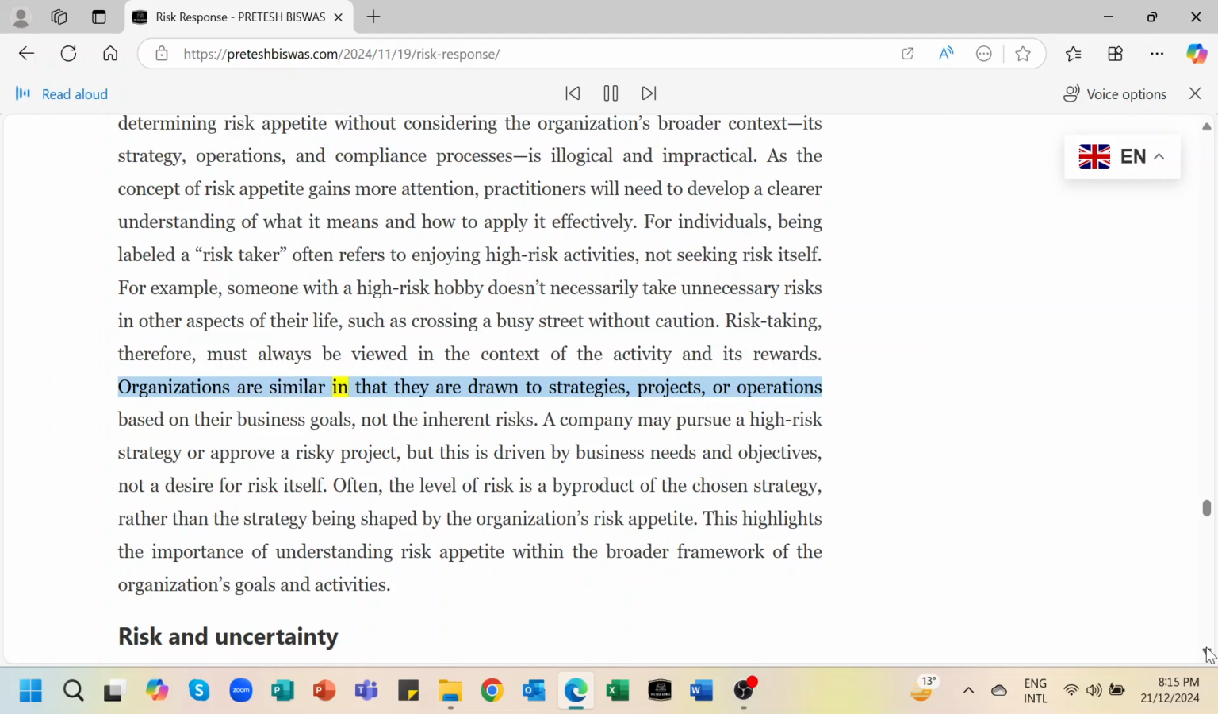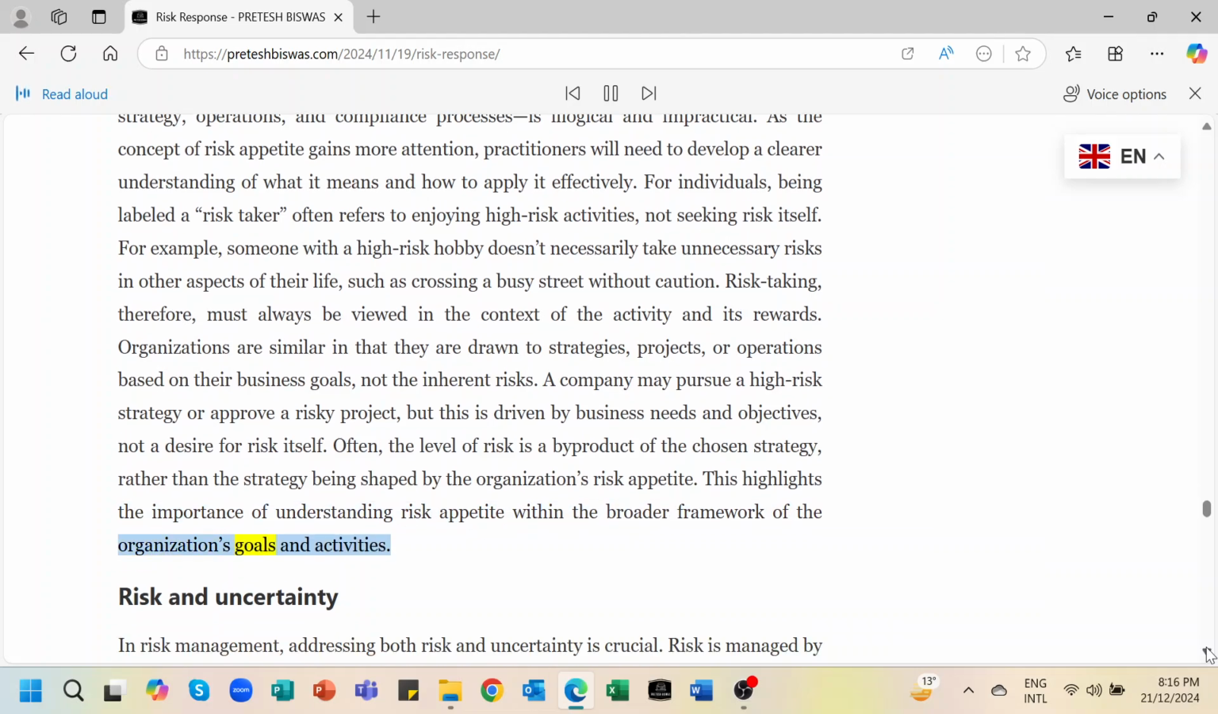Risk-taking, therefore, must always be viewed in the context of the activity and its rewards. Organizations are similar in that they are drawn to strategies, projects, or operations based on their business goals, not the inherent risks. A company may pursue a high-risk strategy or approve a risky project, but this is driven by business needs and objectives, not a desire for risk itself. Often, the level of risk is a byproduct of the chosen strategy, rather than the strategy being shaped by the organization's risk appetite. This highlights the importance of understanding risk appetite within the broader framework of the organization's goals and activities.